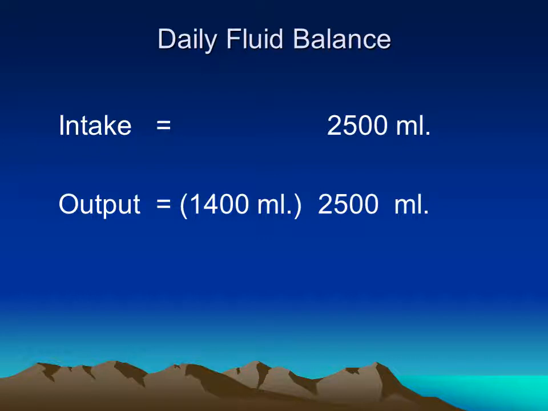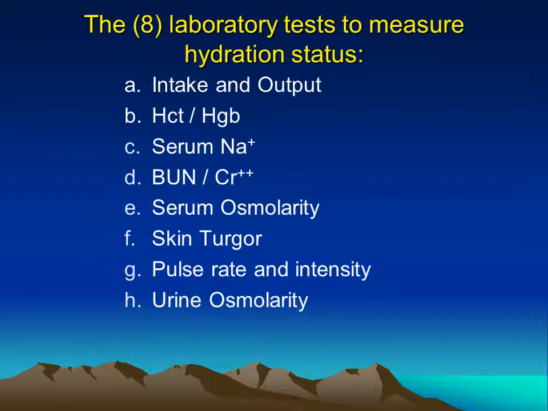So therefore, given that kidneys are normal, fluid intake is normal, we usually take in about 2.5 liters over a 24-hour period, and we usually get rid of 2.5 liters over a 24-hour period. There are laboratory tests that can be performed that we could recommend to determine hydration status.